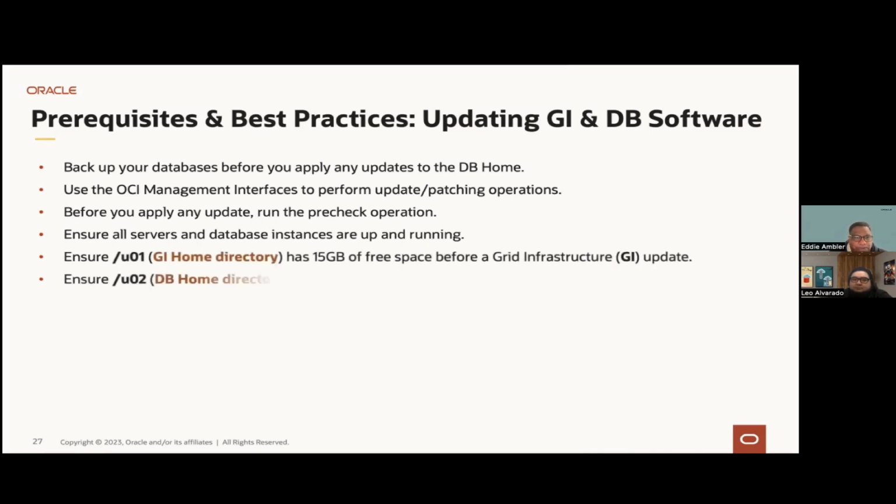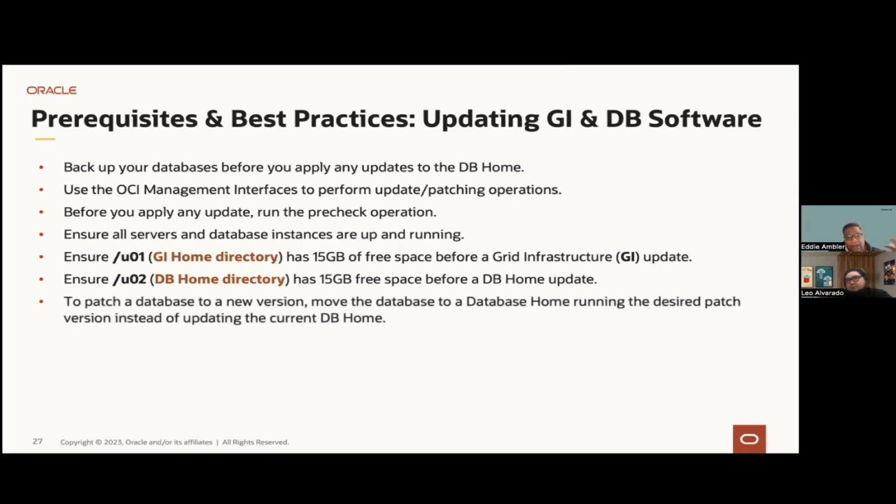From a space perspective, you want to make sure that your GI home and your database home have free space to be able to handle the update. We have guidance here that says to make sure that your /u01 and /u02 have 15 gigabytes of free space before you start patching. Our recommendation to patch a database to a new version is to move the database to a database home that is running the desired patch version, instead of updating the current database home.